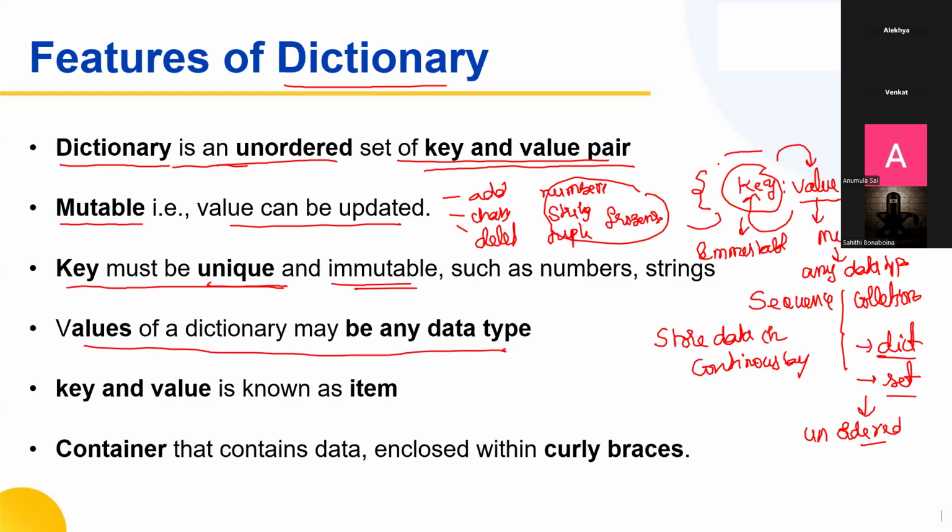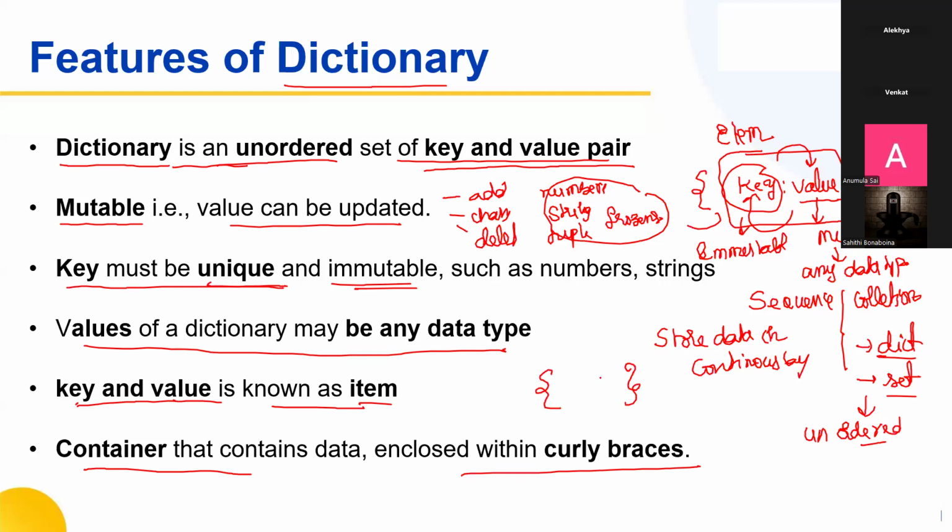Now, the combination of key and value is called an item. The combination of key and value, we call an item. Now, a dictionary is a container that is enclosed with curly braces. Every dictionary will be enclosed with an open curly brace and a closed curly brace. These are the basic features of dictionaries. Can I go forward?